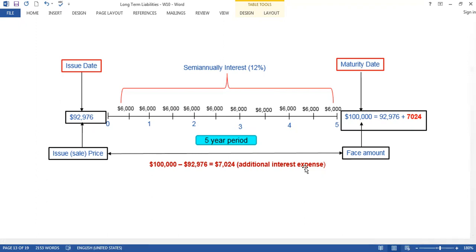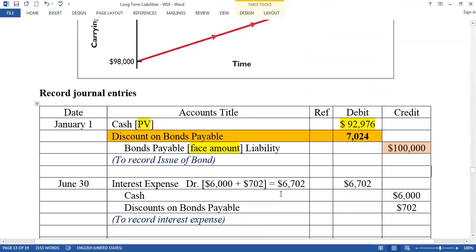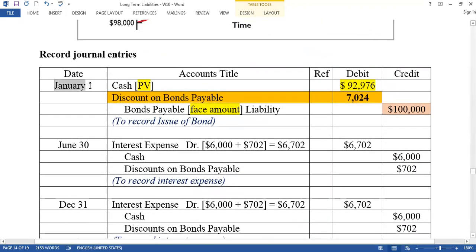Is this $7024 only for 1 year or is it for 5 years? You have to understand, it is for 5 years. But if you record it only one time, in year 1 only, it is our mistake, because it is for 5 years. Here you can see this is year 1.